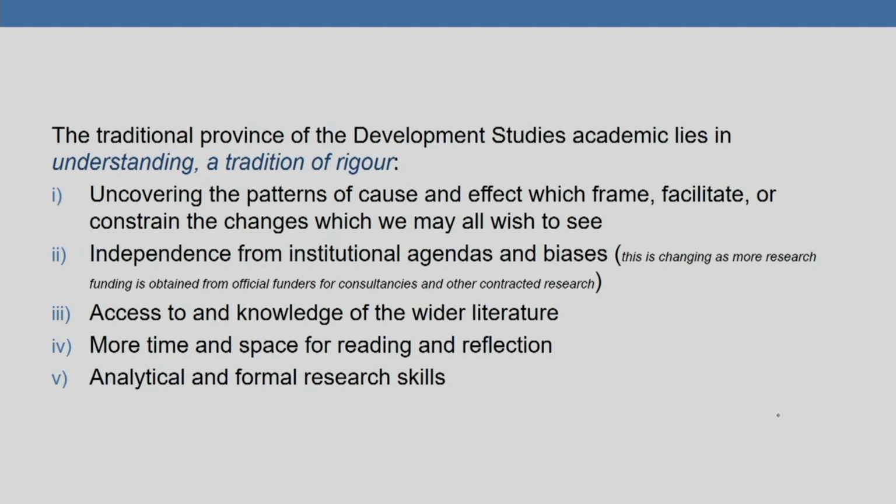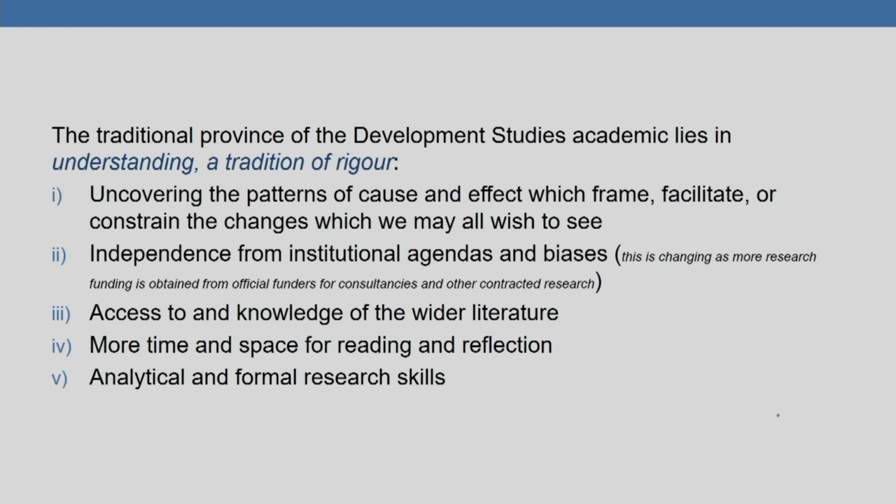Among the comparative advantages of academics, one might include independence from institutional agendas and biases, because the element of rigor is associated with academics, because they have their own analytical frameworks with which to study the issue of development. It is believed, or it is expected, that there is a lot of independence from institutional agendas and biases. But this is changing more rapidly as more research funding is being obtained from official funders for consultancies and other contracted research by academic institutions or academics individually.